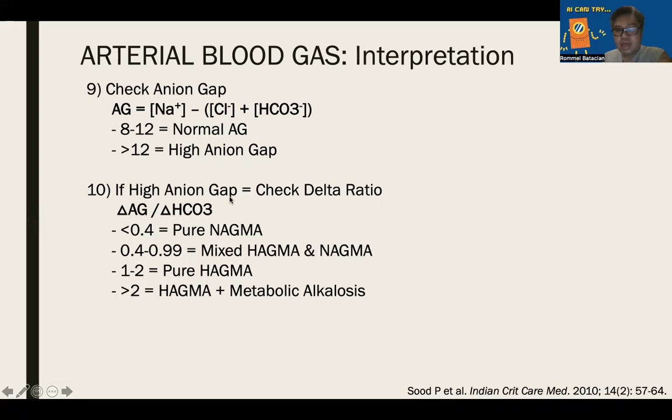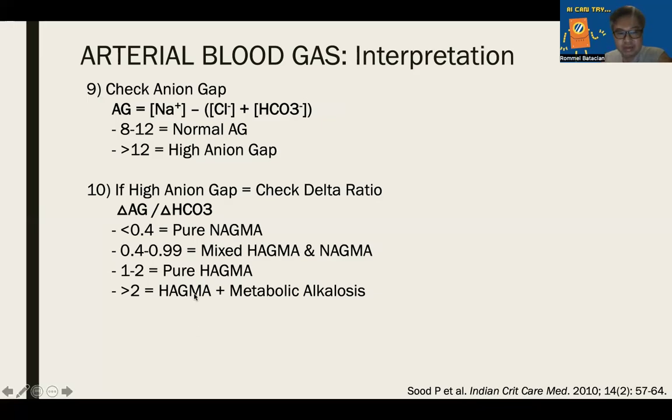So if there's a high anion gap, you check for the delta ratio, which is the delta anion gap divided by the delta in the bicarb. So this one would be the actual anion gap minus 10, over the absolute value of the actual serum bicarbonate minus 24, which is the middle value of the normal serum bicarbonate.